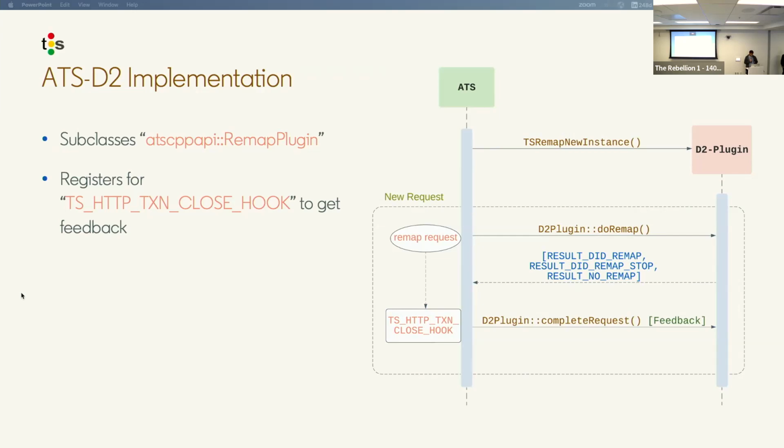And D2 registers for the transaction close hook because we want to get data for the response we got from the origin server. It's a feedback for our load balancing algorithm that we discussed earlier.